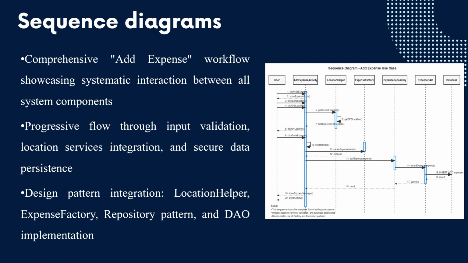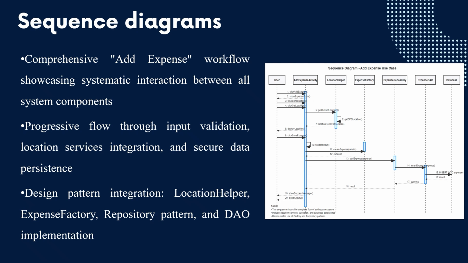As you can see in this slide, there is a user, add expense activities, location helper, expense factory, expense repository, expense DAO, and database, with their different interactions in this kind of sequence. The sequence diagram shows the entire use case of add expense, which shows the advanced component interaction and responsibility division.